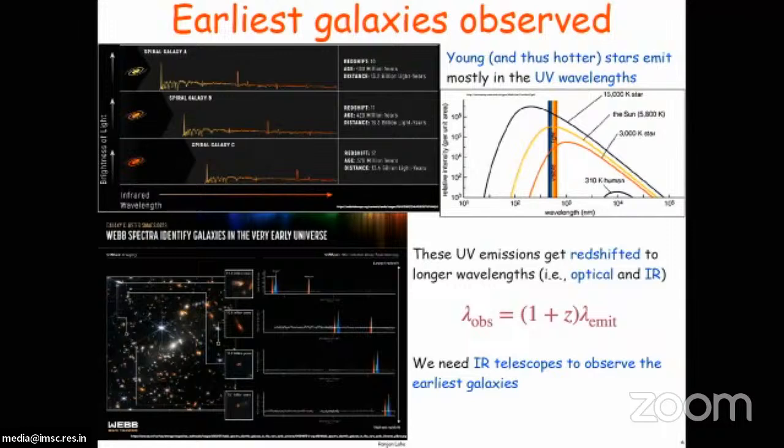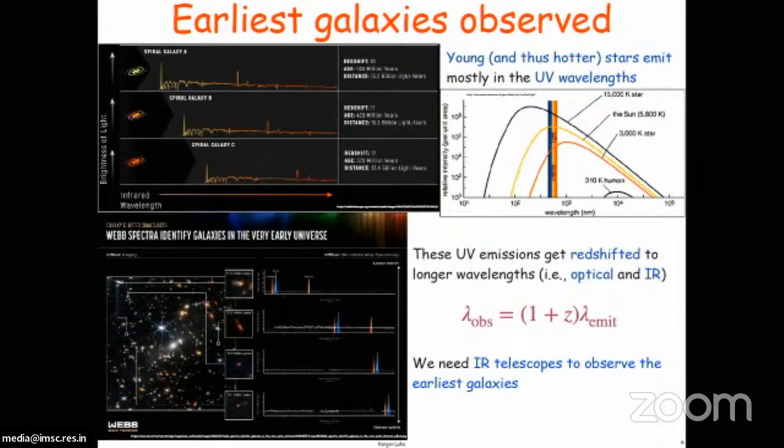These are two cartoons, one from NASA and another from ESA, the European Space Agency. This is a plot of how stars emit. Stars emit almost like a black body. Younger stars are hotter, thus they emit mostly in the UV range. This is Kirchhoff's law that you have studied in school or undergrad. The UV light is emitted, and it gets stretched because of the expansion of space. So if you want to probe far away galaxies, we need to probe redder and redder wavelengths. That is what this plot is showing.